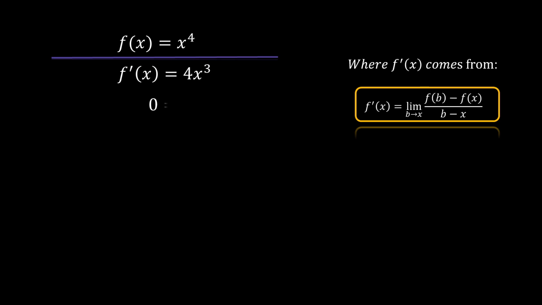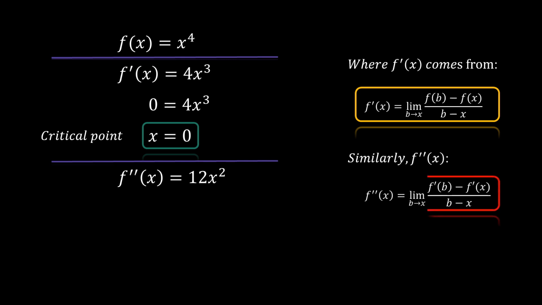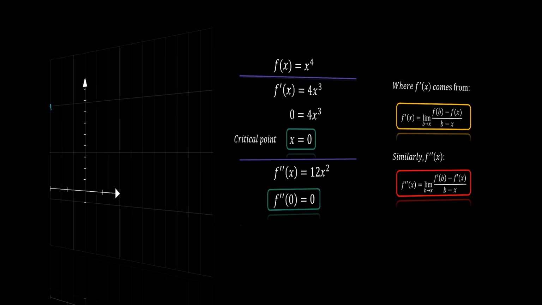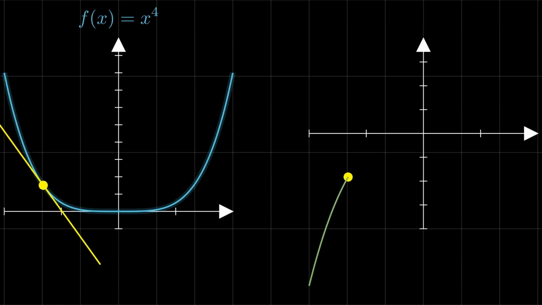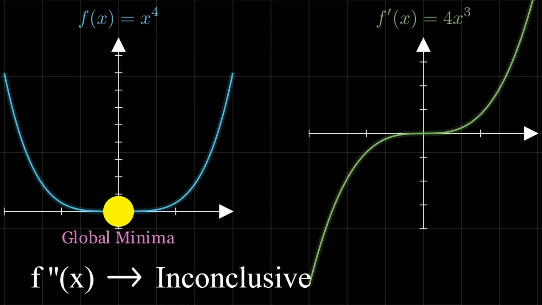Let's look at the function f of x equals x to the power 4. We first calculate the critical point by putting f dash of x equals 0. We get x equals 0 as our critical point. Now, if we calculate the second derivative value at this point, it comes out to be 0. But if we look at the graph of the function, we can clearly see that at x equals 0, the function has a global minima.